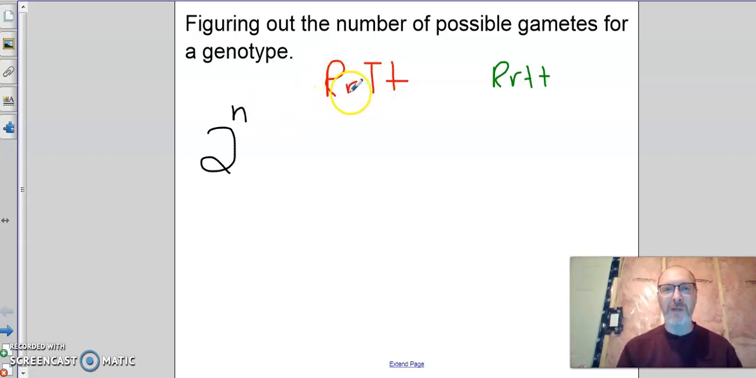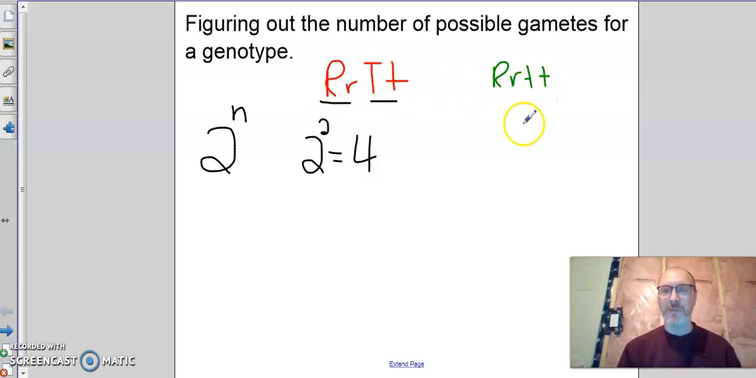So we take our big R, little r, big T, little t. This is the genotype of a parent. I'm going to underline the heterozygous genes. Can you guess what they are before I do it, though? Well, big R, little r is heterozygous because we've got a big with a small, a dominant with a recessive, and big T, little t is also heterozygous for that reason as well. So when we do 2 to the n here, there are 2 heterozygous genes. What's 2 to the 2? Well, it's 2 times 2, and we're going to get 4 possible gametes from that particular genotype.